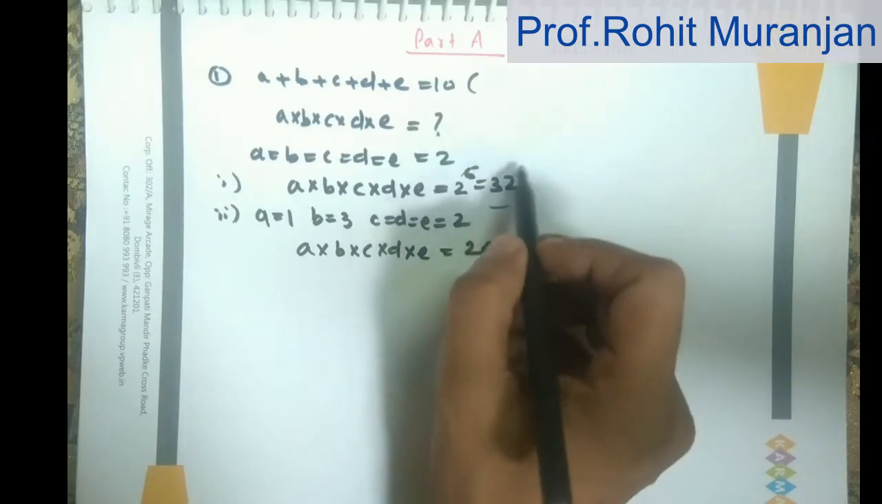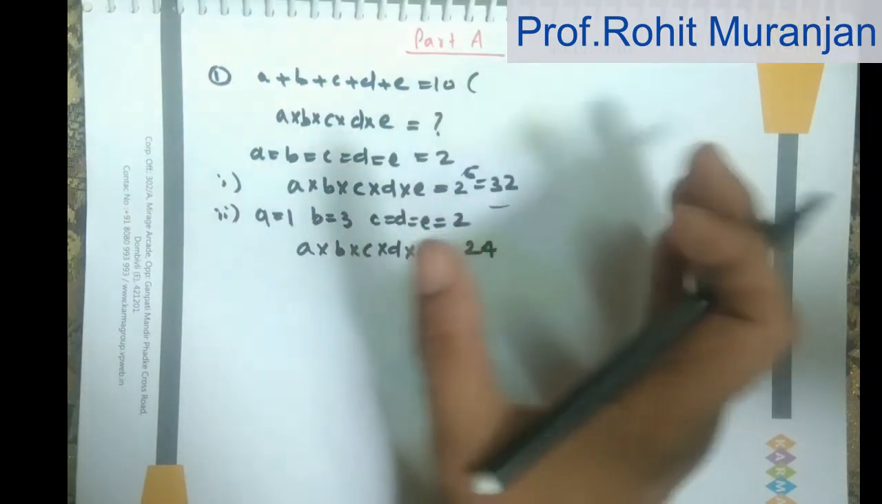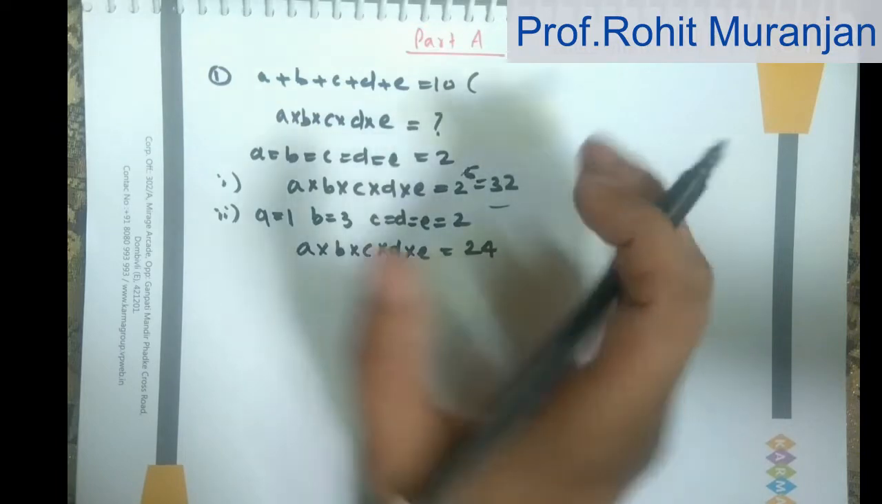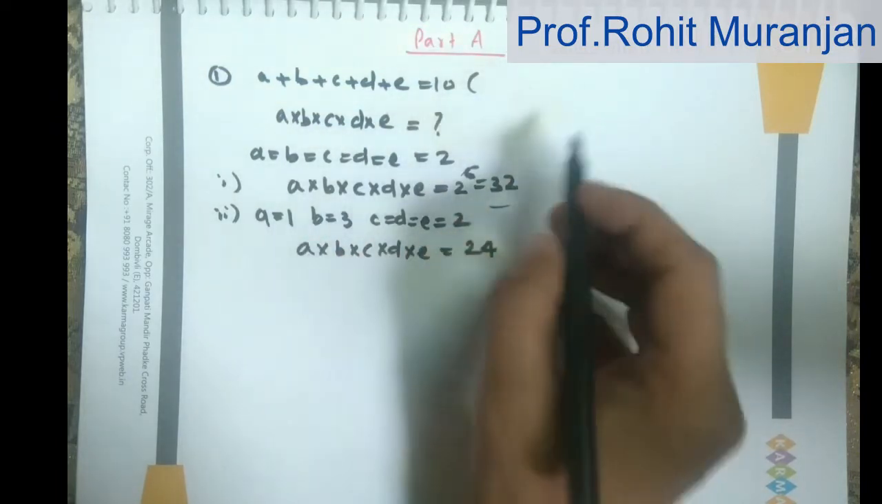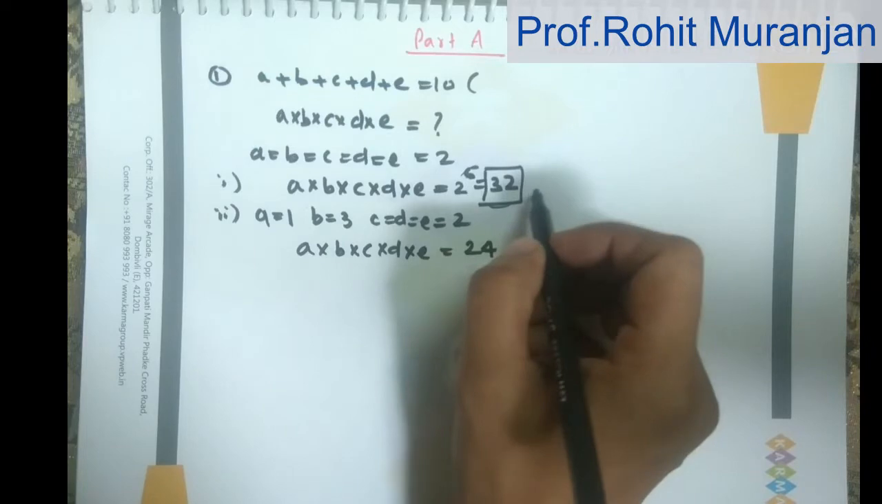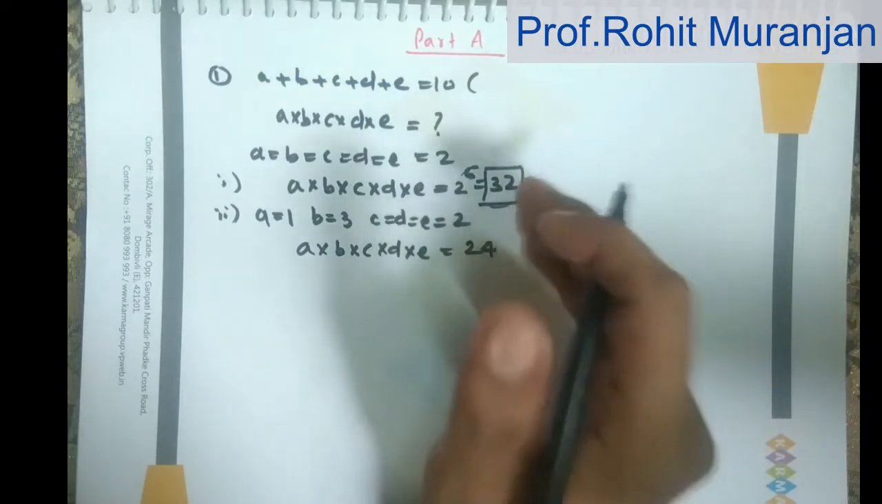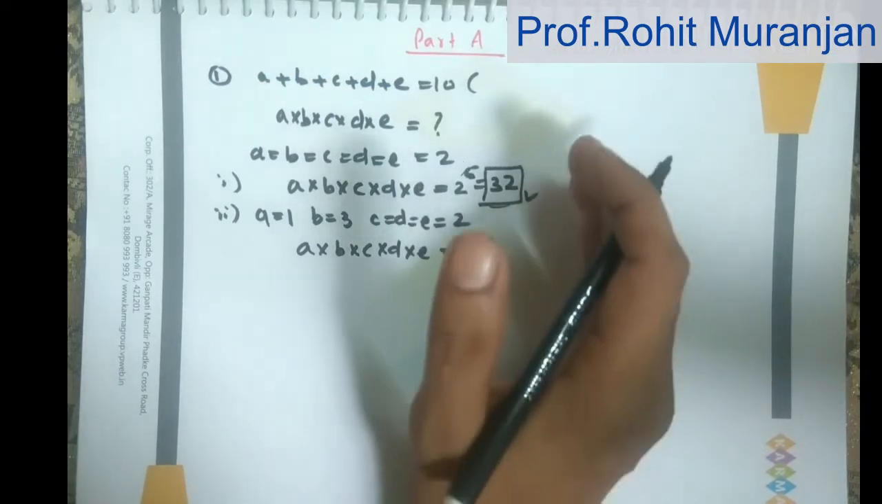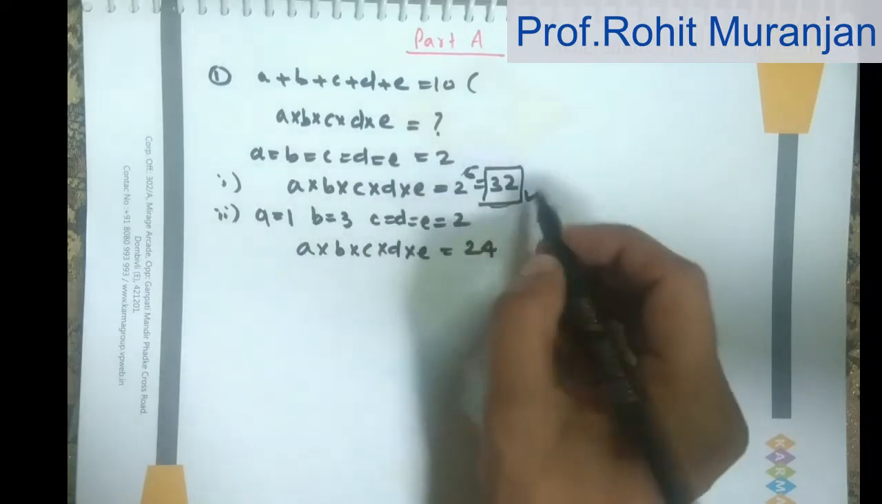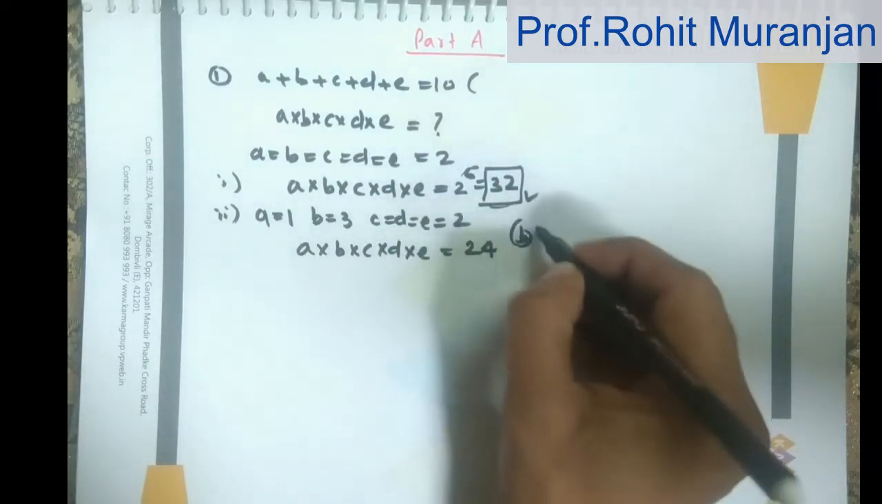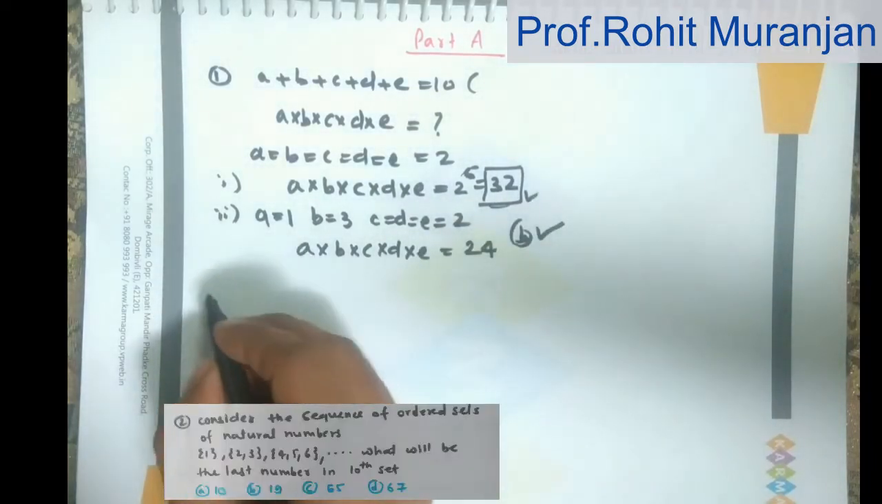Now you observe carefully, if I try to choose distinct alphabets, I'm going to get a product less than 32. That means if I choose distinct alphabets, my product is not going to exceed 32. That's why 32 is my answer, the maximum product. Otherwise, if I choose distinct alphabets, my product is going to be less than 32. So 32 means answer B is correct. Let's try to do the second problem.